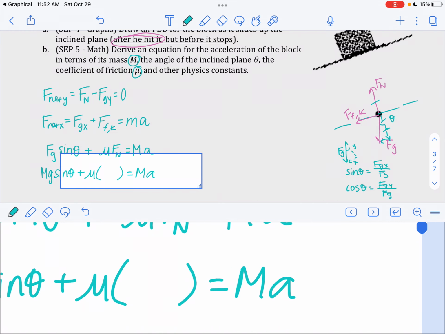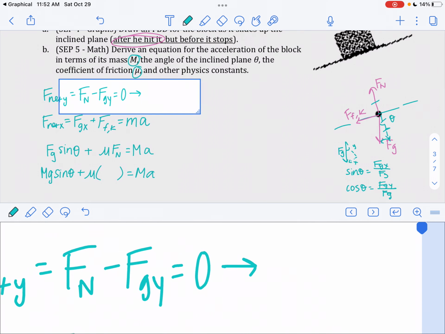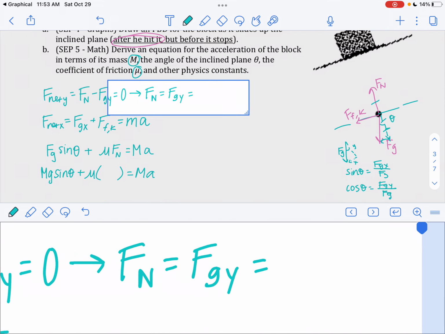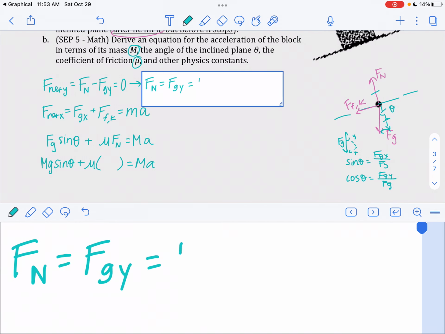So I'm going to start to look at other things that I have on my paper. And I do have Fn minus FGY. That's why it's so important to write down your FNet equations every single problem, because it puts stuff just in front of you for you to choose from. So FGY, I already wrote that out over here. Again, helpful because I already have written it out. So FG cosine theta is the same thing as FGY, which is the same thing as Fn.